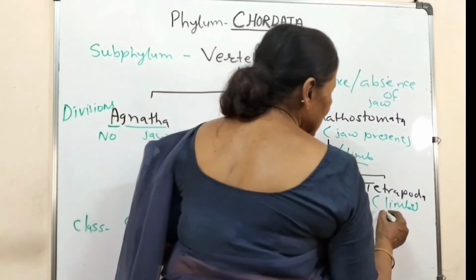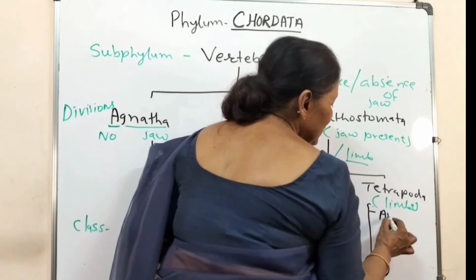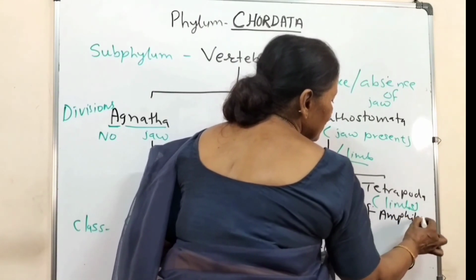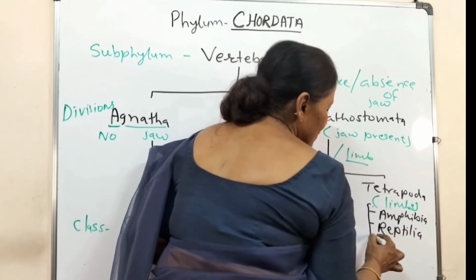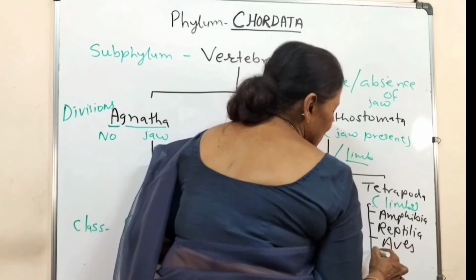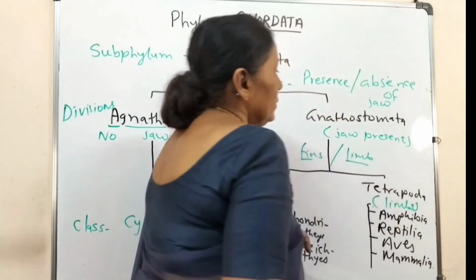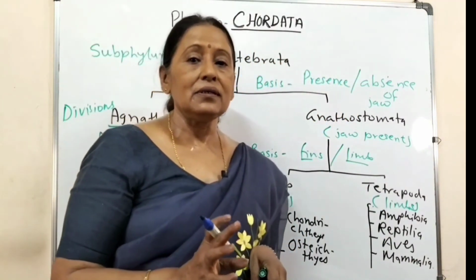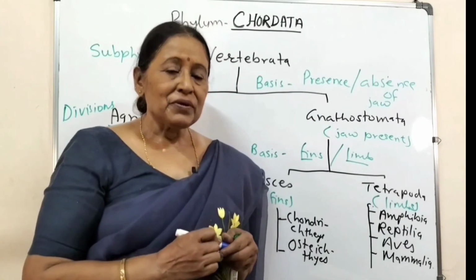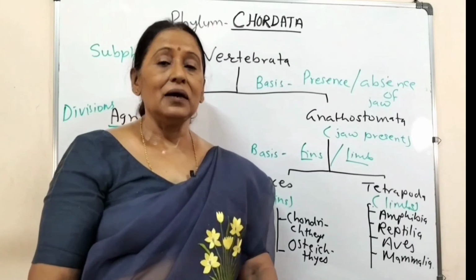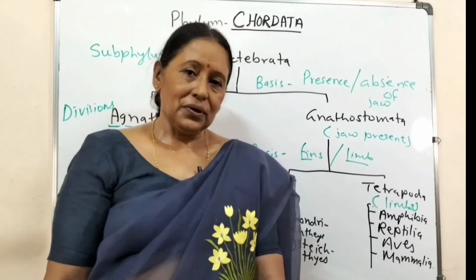In the case of Tetrapoda, here they are classified into four groups: one is Amphibia, one is Reptilia, one is Aves, and the last one is Mammalia. So this was the classification of Chordata. Then we saw the classification of Vertebrata. We studied the characters of different subphyla of Chordata and the different characteristics which distinguish it from non-chordates.